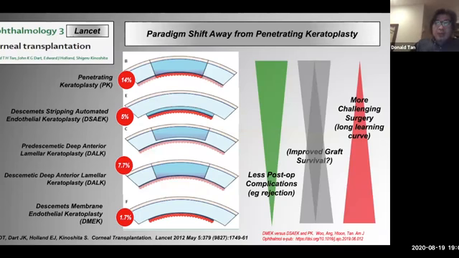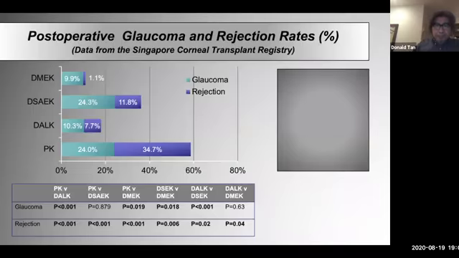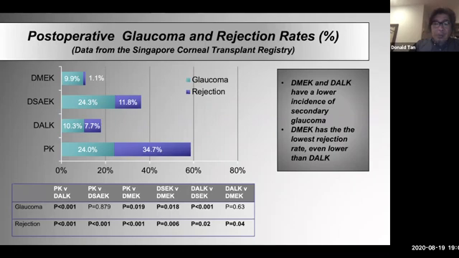So how do we make life easier and enhance survival rates? Well, this is data again from the Singapore Corneal Transplant Registry, and it clearly shows two major complications after corneal transplants, glaucoma and rejection rates. And you see that PK has much higher rejection rates and glaucoma because they go together, because if you have high-risk rejection, you're using steroids for longer, you get more glaucoma as well. And if you look at DMEK and DALK, they have the lowest rejection rates and glaucoma rates. Lower glaucoma, and DMEK, in fact, lower even than DALK.